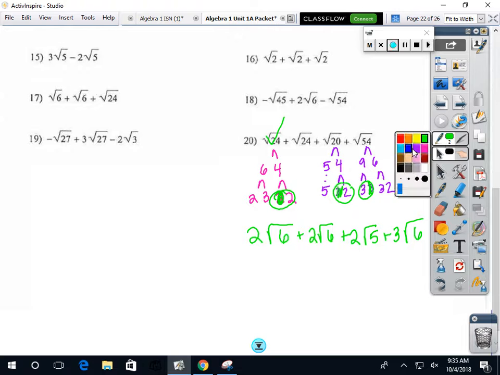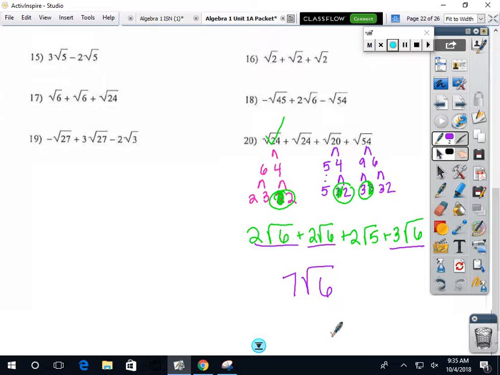So now that we've simplified, 3 of them are like terms. How many square roots of 6 are there? 2 plus 2 plus 3, 7. And then this square root of 5 doesn't match it, so you just write it separately. So 7 square roots of 6 plus 2 square roots of 5. Now, if you wrote your answer 2 square roots of 5 plus 7 square roots of 6, that's completely fine. Same thing. Okay, did anybody have any other questions?